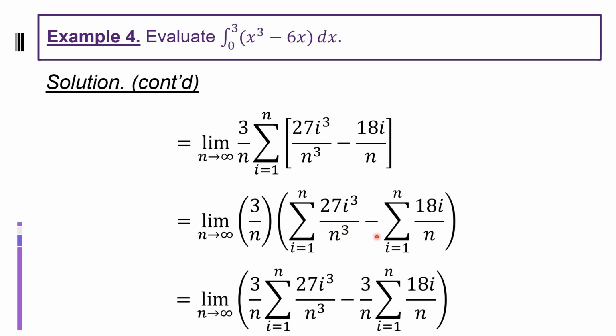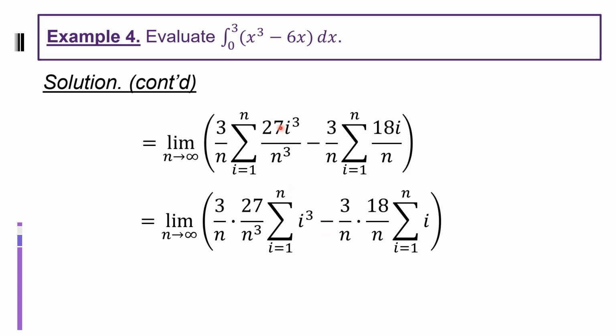So since meron na tayong dalawang terms dito, pwede nating ipasok yung 3 over n or i-distribute siya dito at dito. We have the limit as n approaches infinity of 3 over n times the summation of 27i cubed over n cubed minus 3 over n times the summation of 18i over n. Pwede nating ilabas yung 27 over n cubed at yung 18 over n. So we have the limit as n approaches infinity of 3 over n times 27 over n cubed times the summation of i cubed minus 3 over n times 18 over n times the summation of i.